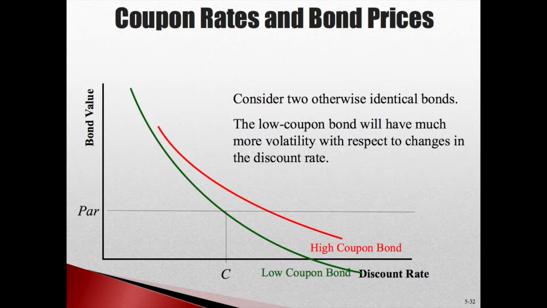The second one is coupon rates and bond prices. So if you have two identical bonds otherwise, and one has a low coupon rate and one has a high coupon rate, the low coupon rate will have more volatility than the high coupon rate. And that's because you'll get paid back sooner. So in the Greek financial crisis, bonds were paying 30, 40, 50%. So every year you get 50% of your money back. That's unbelievable. Of course, that's fantastic.